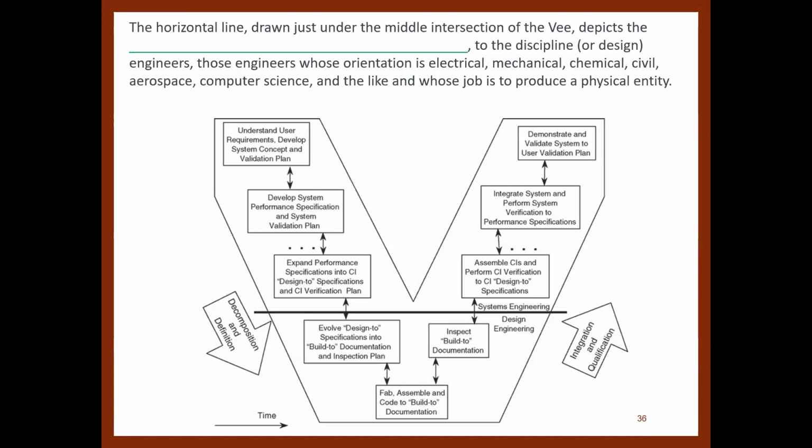The horizontal line drawn just under the middle intersection of the V depicts the handoff of the final products of the design process to the discipline or design engineers. Those engineers whose orientation is electrical, mechanical, civil, chemical, aerospace, computer science, and the like, and whose job is to produce a physical entity.